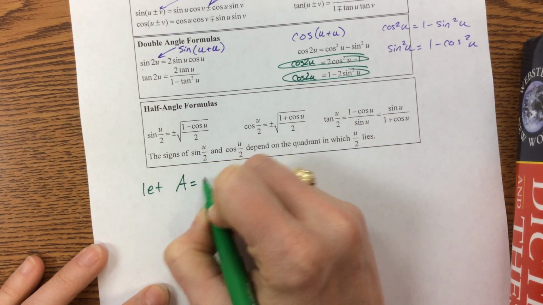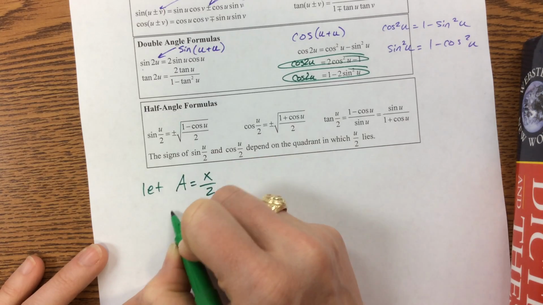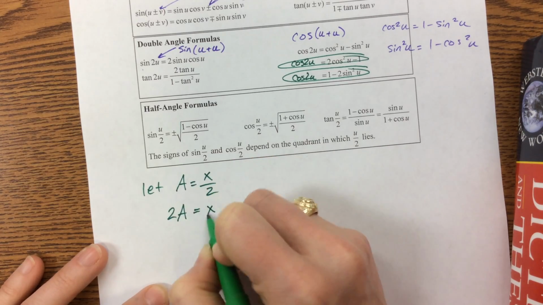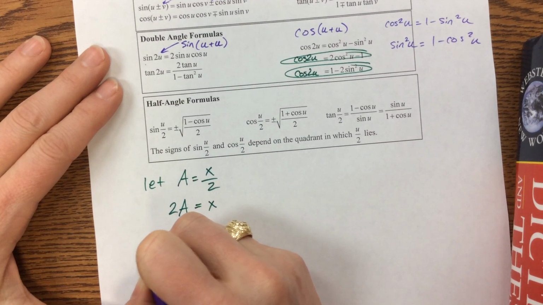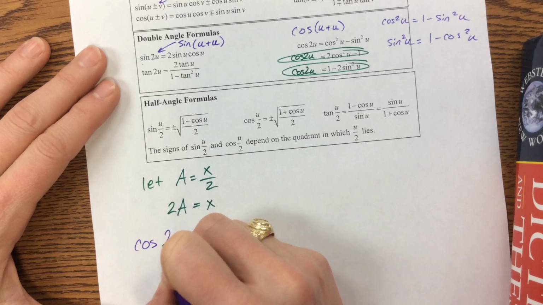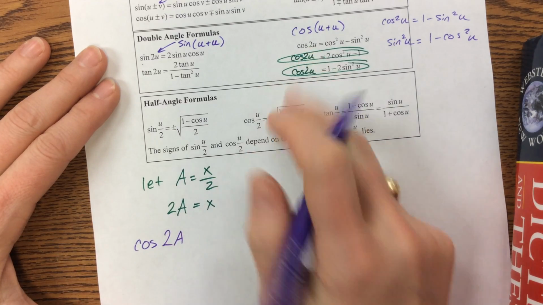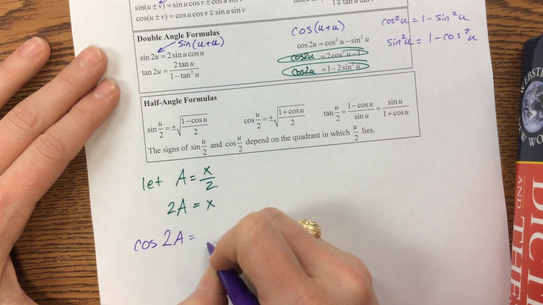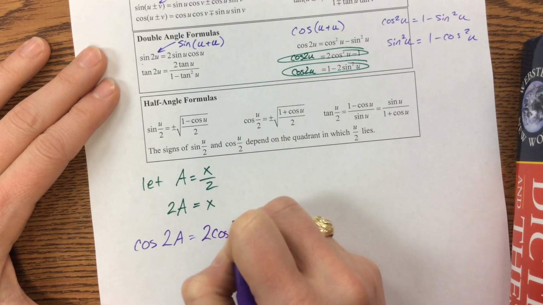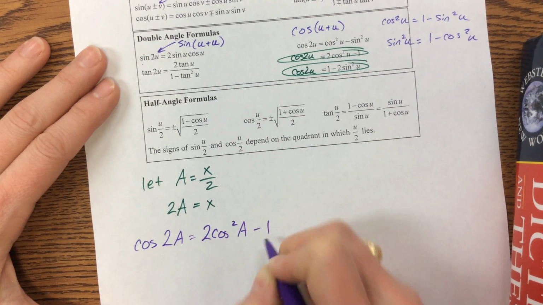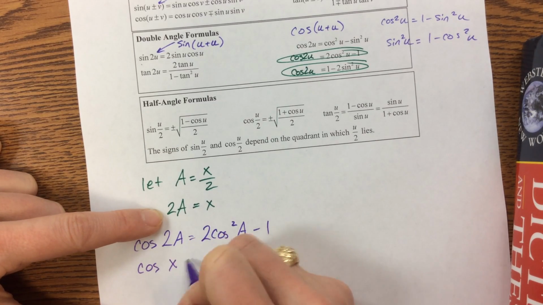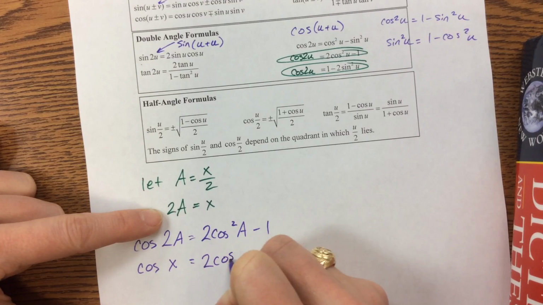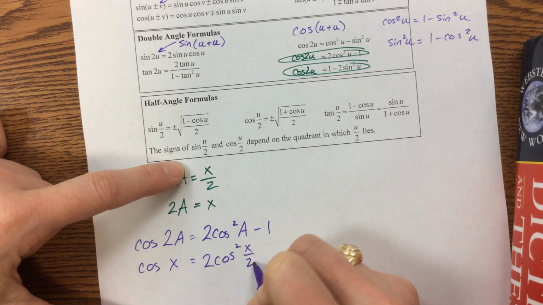So we're going to say let a equal x over 2, so therefore 2a is equal to x. So what I can do is I can say, well, cosine of 2a, using this formula here, is equal to 2 cosine squared a minus 1. 2a is equal to x. a is equal to x over 2.